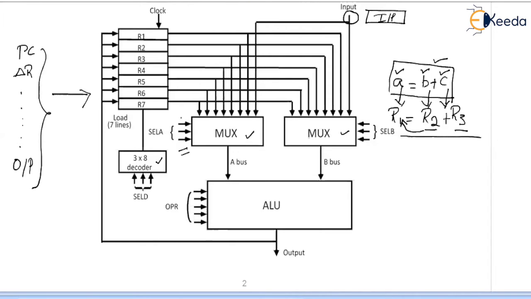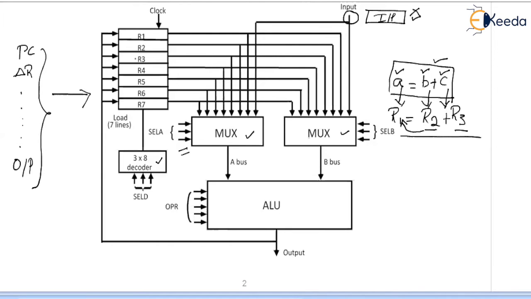There are selection inputs for these multiplexers. As it is a 3 into 8 multiplexer, there will be 3 selection inputs for each of these multiplexers. Selection A is going to decide which register will be enabled from here. Selection B is going to decide which register will be enabled from here. If it is 000, the input register will get enabled. Let us not talk about this input register for some time.